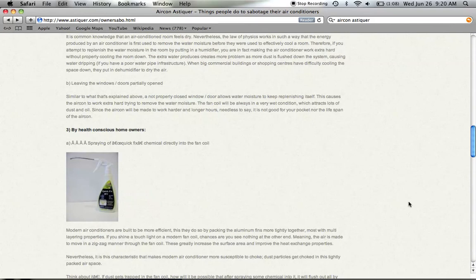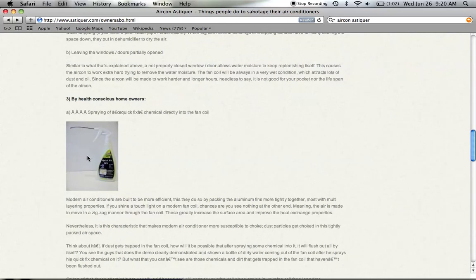Whatever is sprayed into the fan coil will not be removed. It stays at the fan coil, and some of these cleaners are acidic by nature. They end up corroding your fan coil. If these guys tell you that this is self-cleaning, that when you turn on the aircon, the condensation from the fan coil is going to wash away the chemical, this doesn't make sense at all to me.